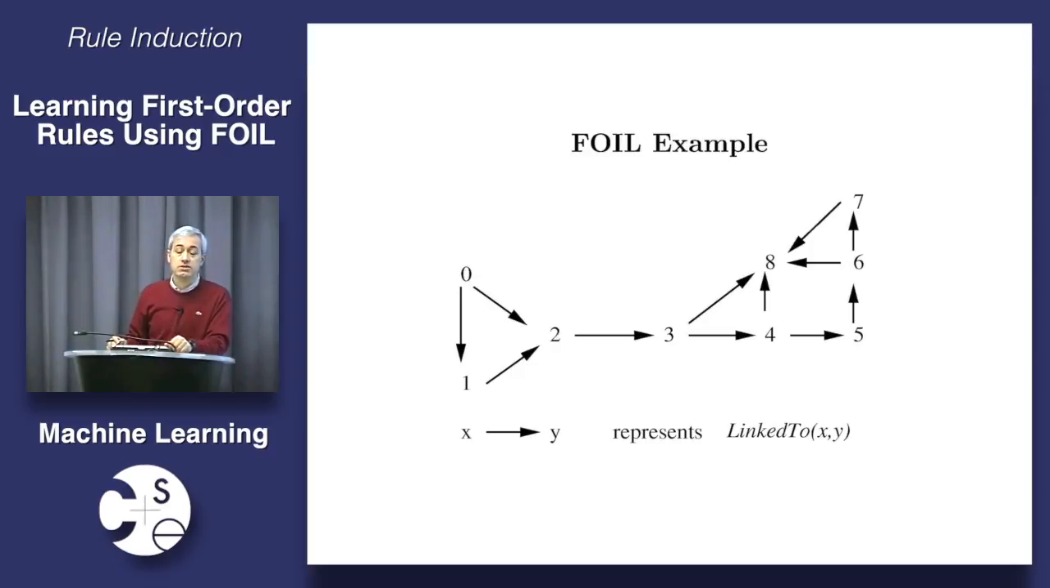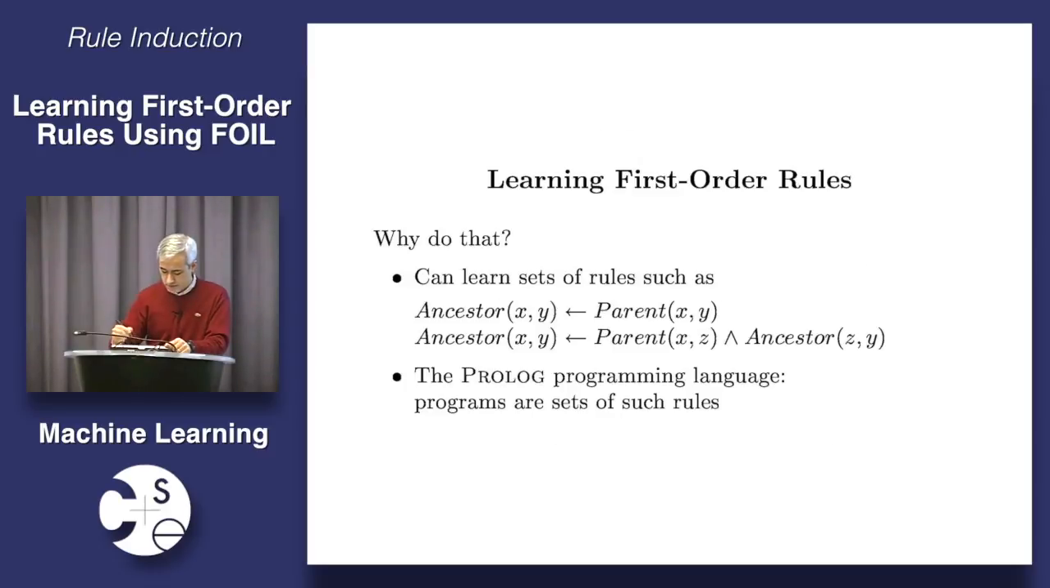Think back to the ancestor example, right? Let me put it back up, right? I was predicting ancestor in terms of what? Parent, yeah, and what else? Ancestor itself. That's the fun part of this. It's the recursive rule, right? As always, there's a lot of power in recursion, right?